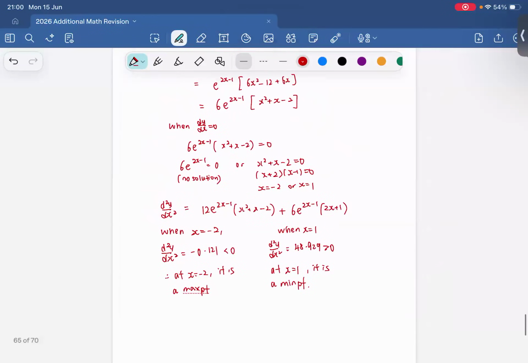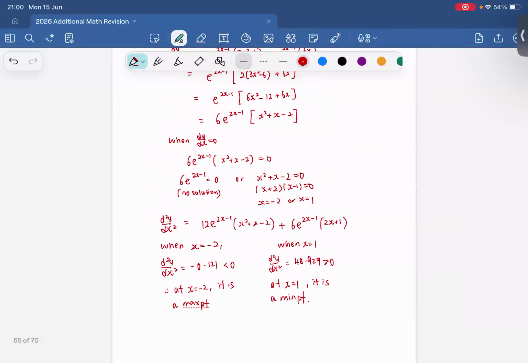So this is a very technical question on your differentiation. If you don't know how to do this, your question will not get easier than this.